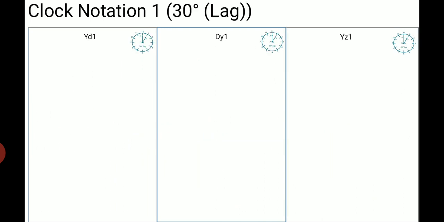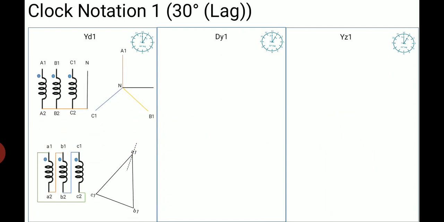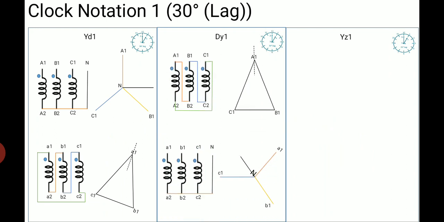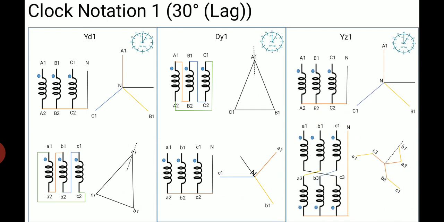The other ones are YD1, DY1 and YZ1. To obtain the YD1 group, the delta secondary is connected by connecting the A2 terminal with B1, B2 terminal with C1 and C2 terminal with A1. DY1 can be obtained by changing the connection at the delta side. So A1 is connected with B2, B1 is connected with C2 and C1 is connected with A2. So you will obtain the DY1 group. Similarly, YZ1.